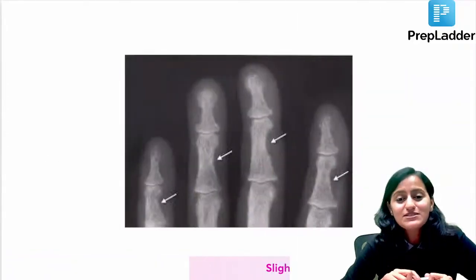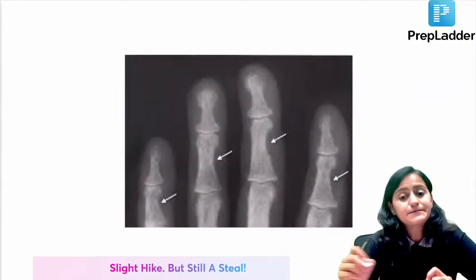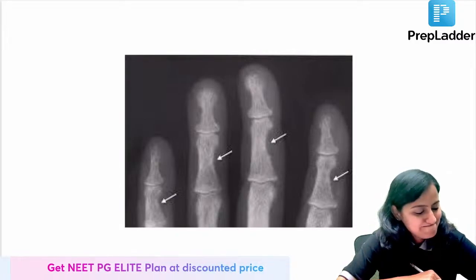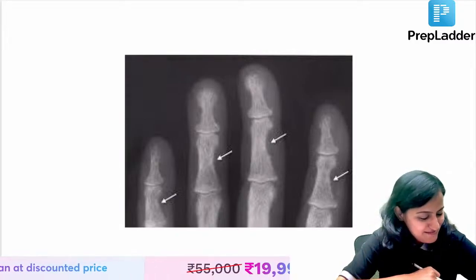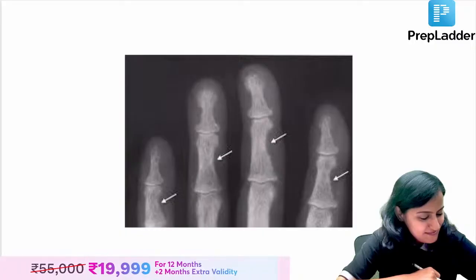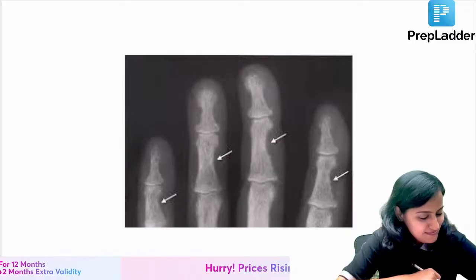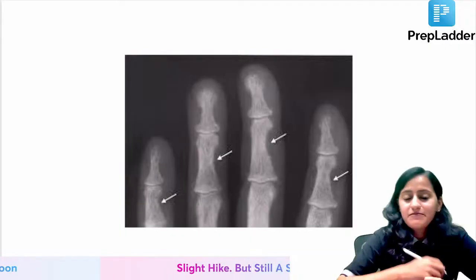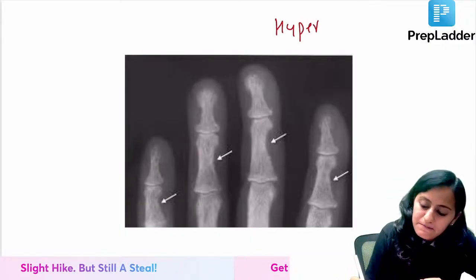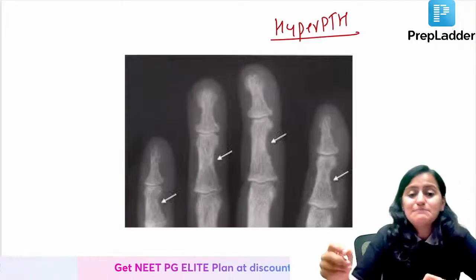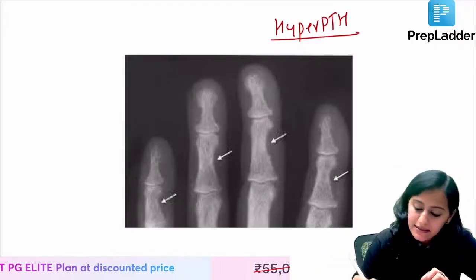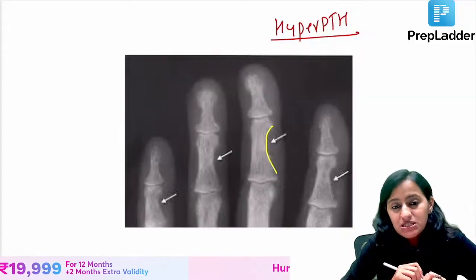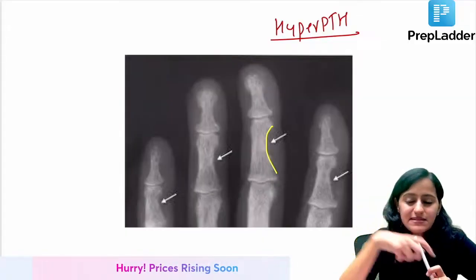Going on to musculoskeletal, guys, what is the diagnosis here? Oh, Ashwada is here too. Very good. This is hyperparathyroidism. How do we know that? Look at the resorption occurring, the subperiosteal resorption, right? It starts in the middle phalanx classically.